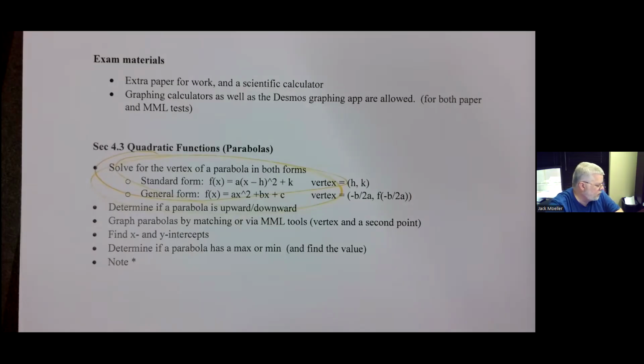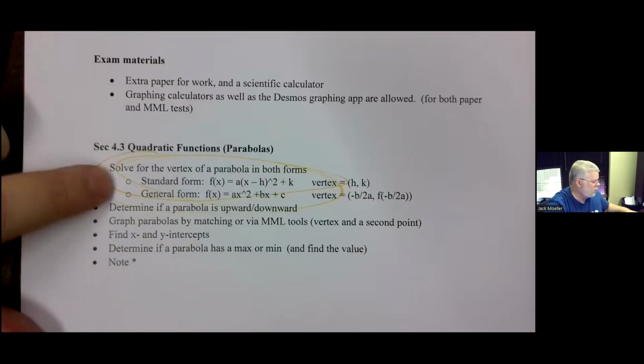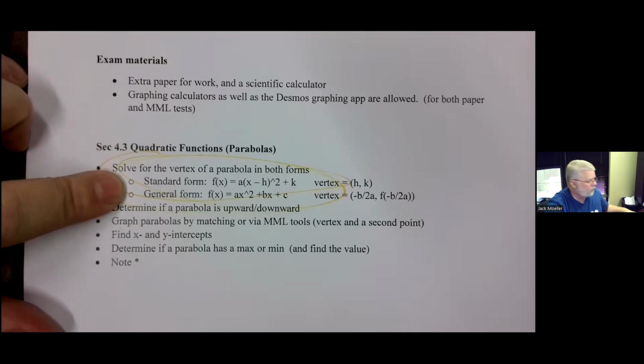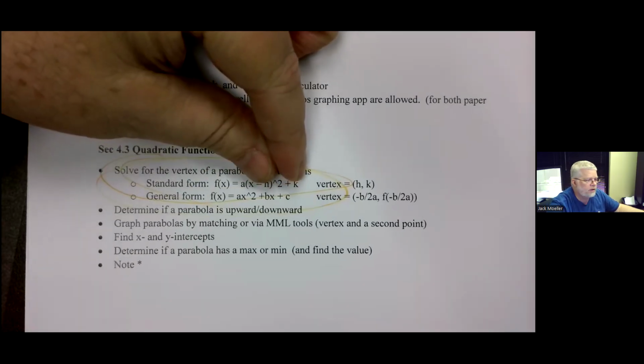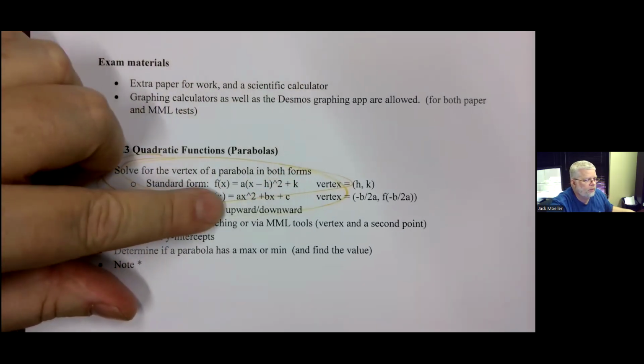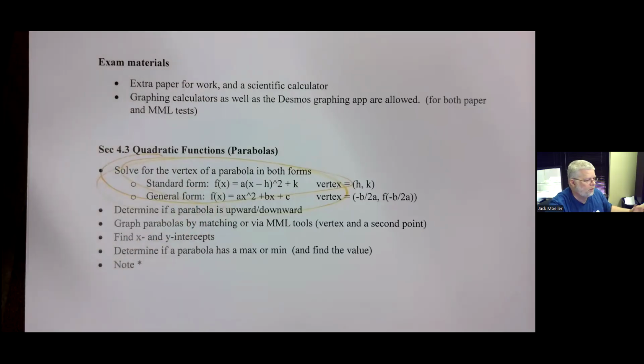And also, to a lesser degree, the upward or downward, that's also important. But that's like a quick check. If a is positive, it's upward. If a is negative, it's downward. But you've got to know how to find your vertices. If you can't find your vertices, either by looking at it and seeing where the vertex is, or by doing the negative b over 2a part, then you're going to struggle with 4.3.